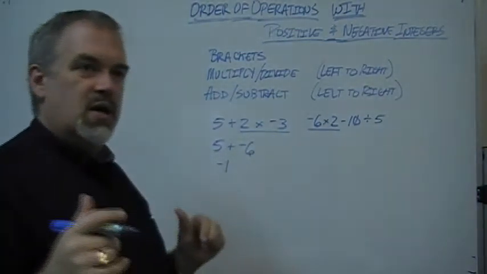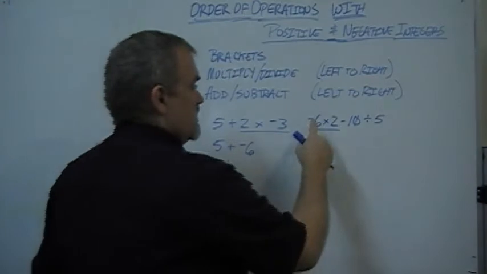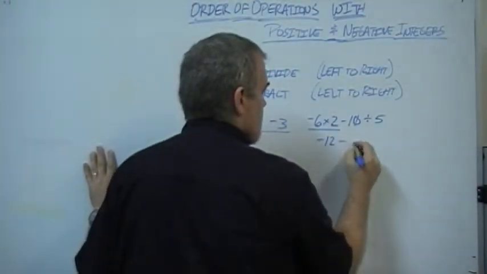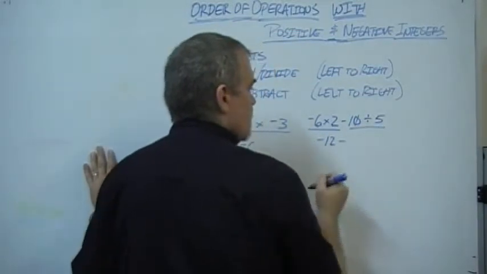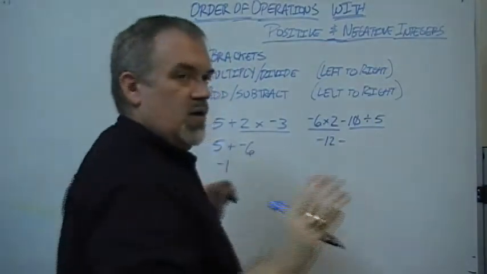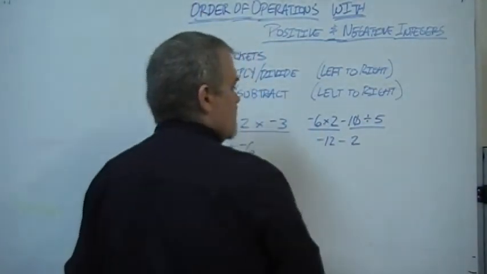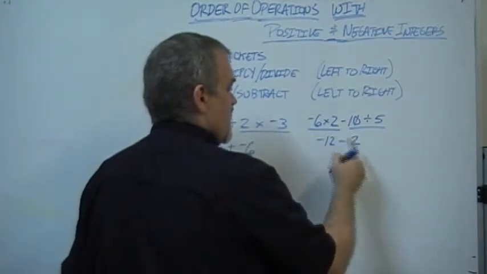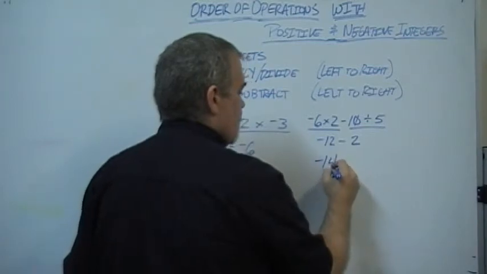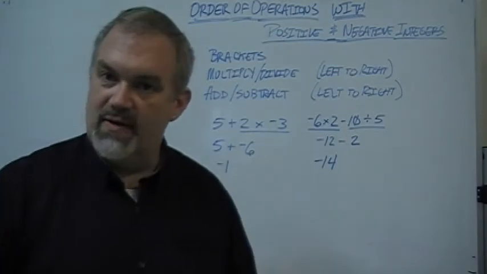It's a product of two numbers with different signs, so the answer is going to be negative. 6 times 2 is 12, and it's going to be negative. Minus, and then we do this problem, which gives me 10 divided by 5, which is 2. So we have negative 12 take away 2, and that gives me negative 14. And that is the order of operations with positive and negative integers.